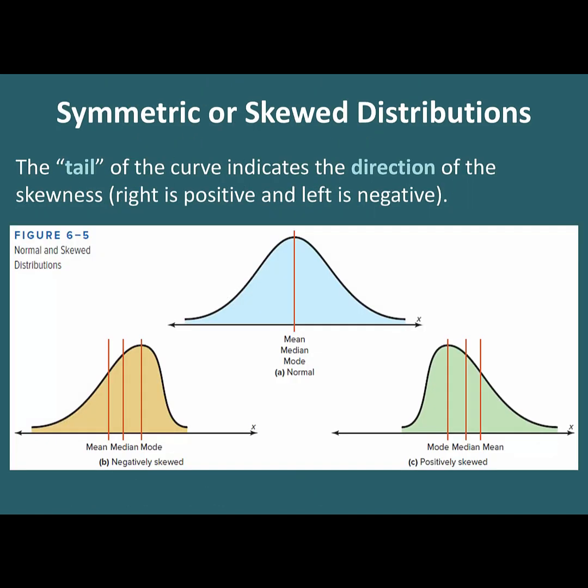So to identify symmetric or skewed distributions, we notice that the tail of the curve indicates the direction of the skewness. A tail to the right is positive, and a tail to the left is negative.